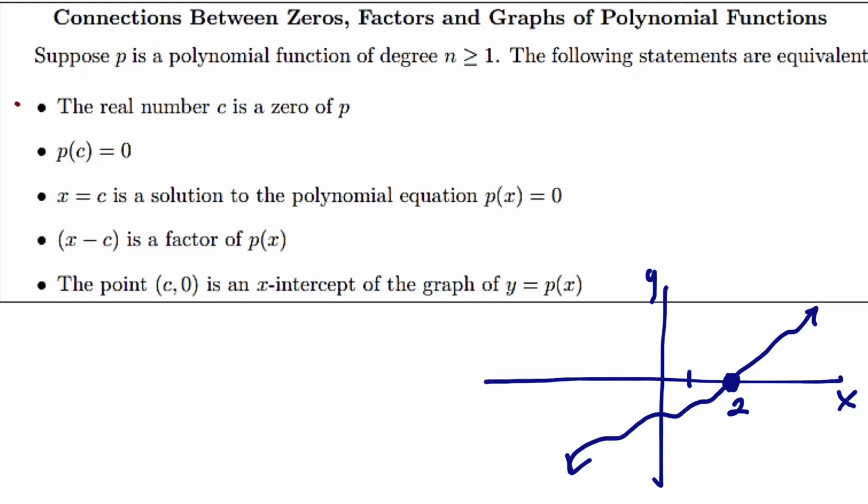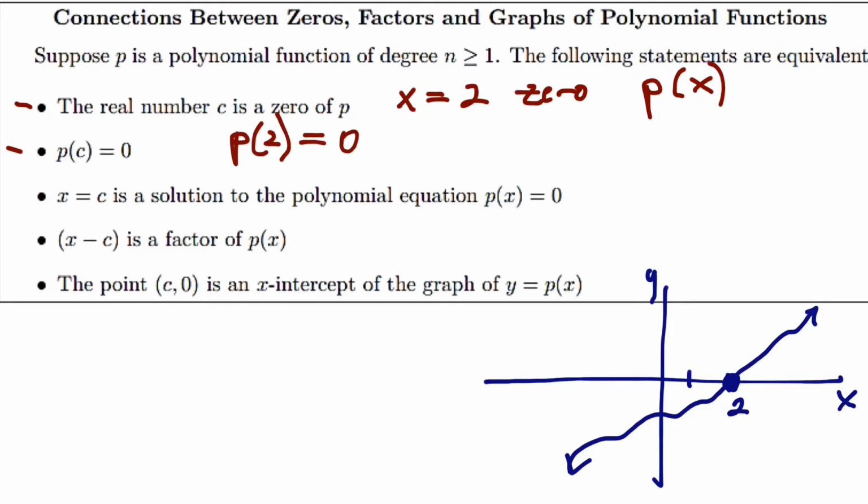The first idea here: a real number c is a zero of P. So let's pick a number. Let's say x equals 2 is a zero of some polynomial P of x. So we're saying that. An equivalent statement would be that P of 2 is equal to 0, meaning that if you plug 2 into your polynomial P of x, you should get 0 as an answer.